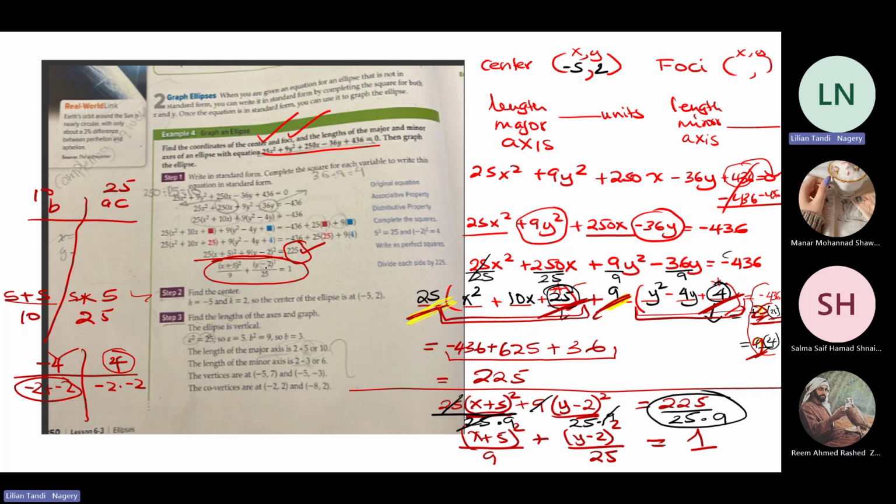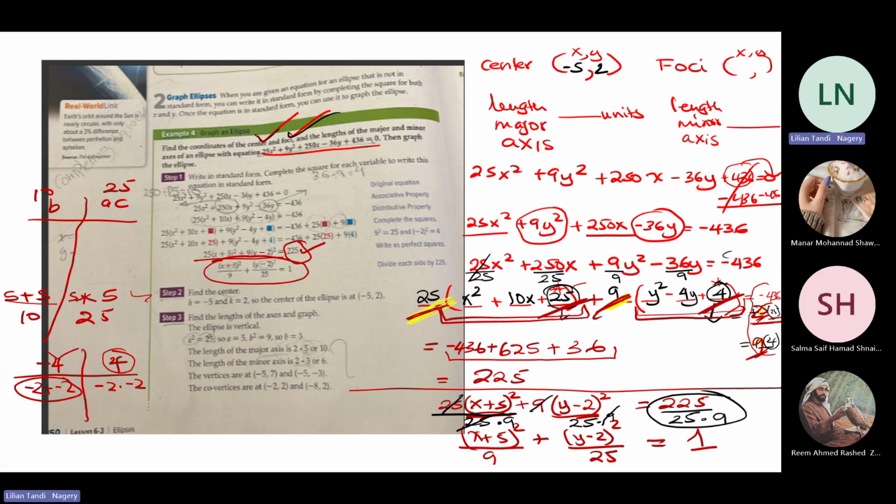All right. How do I find foci? Because it said here, find the center and the foci. How do I find foci? What's the rule? Foci is C. C squared equals A squared minus B squared. We have two points, H and K.